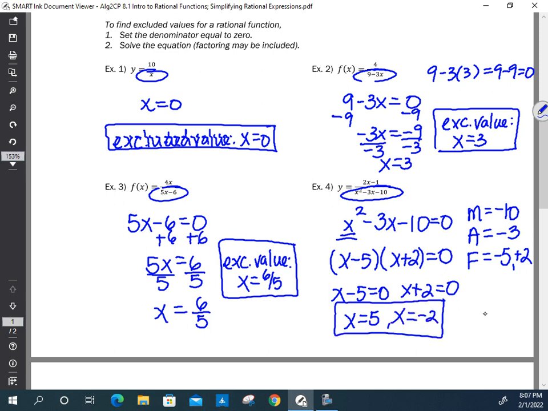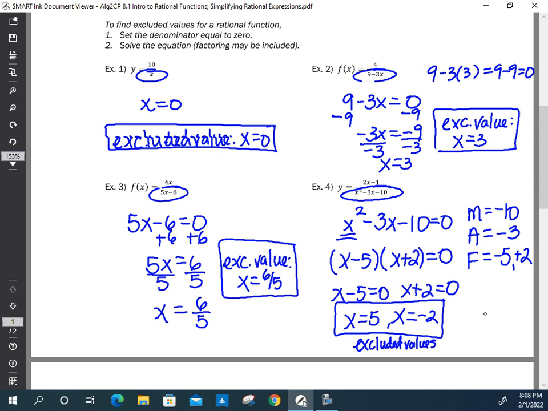So that means your excluded values are x equals 5 and x equals negative 2. You cannot plug those 2 numbers into the problem. You'll get a 0 in the denominator if you do. So as far as excluded values go, that's that. Set the denominator equal to 0, and then solve it. Solve that equation out. Note that sometimes you're going to have to factor it. So that's excluded values.